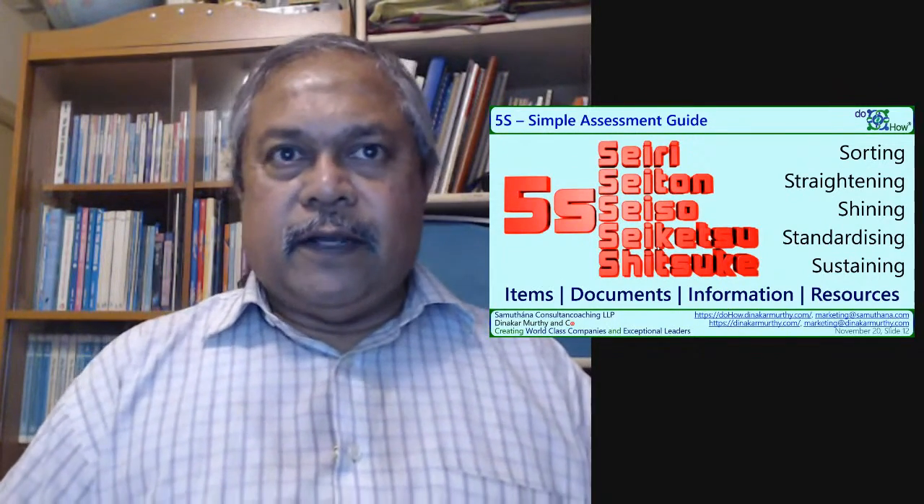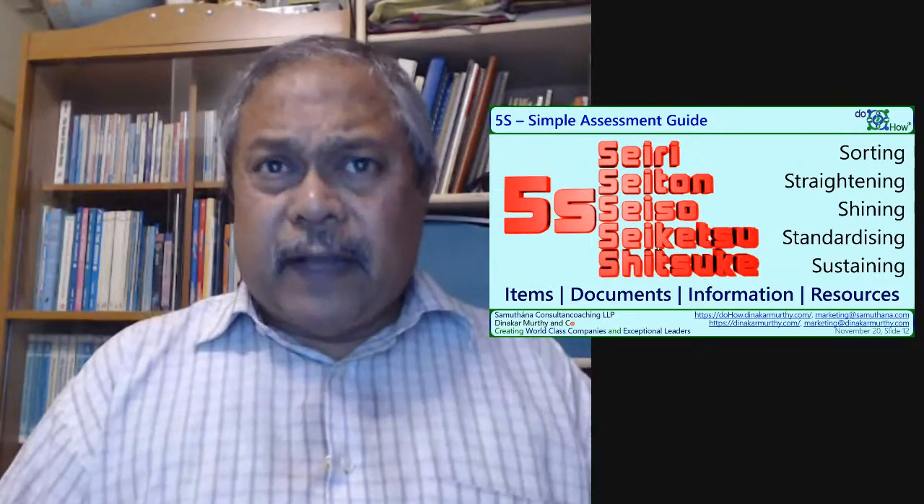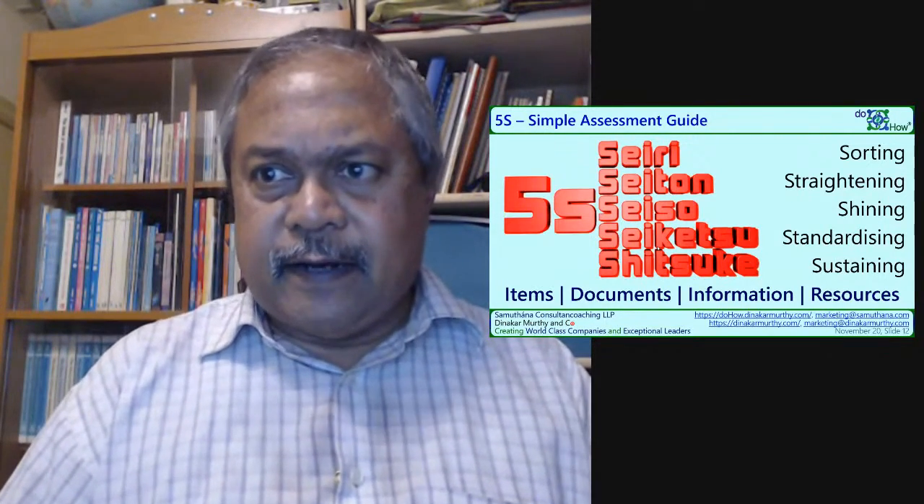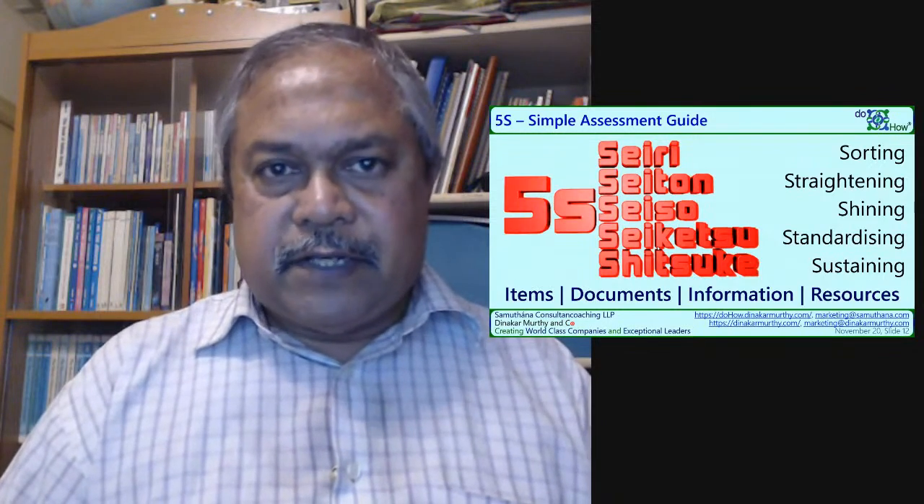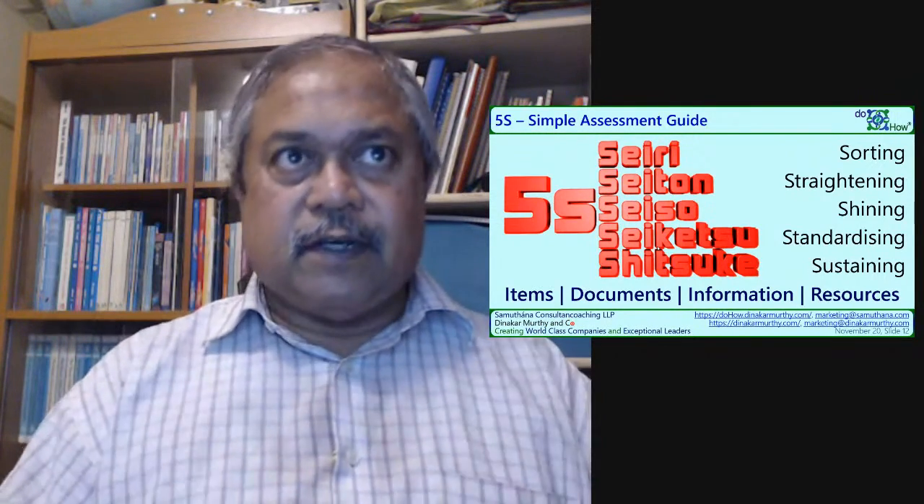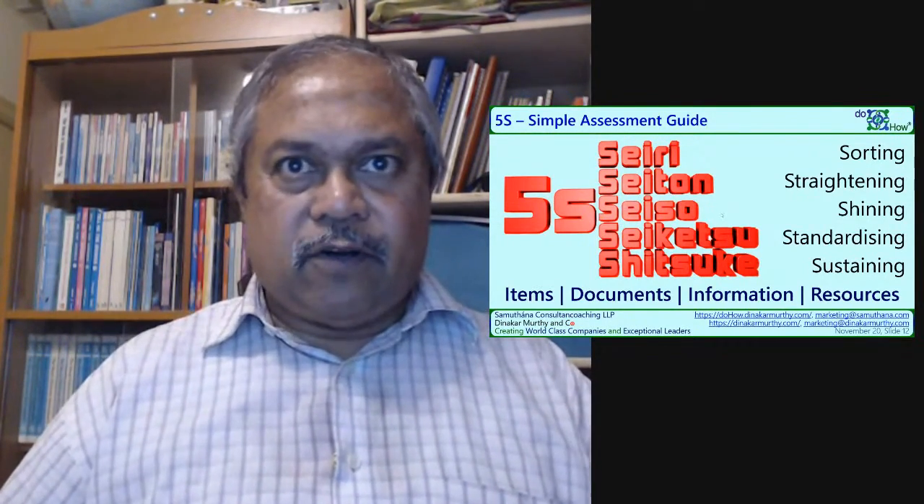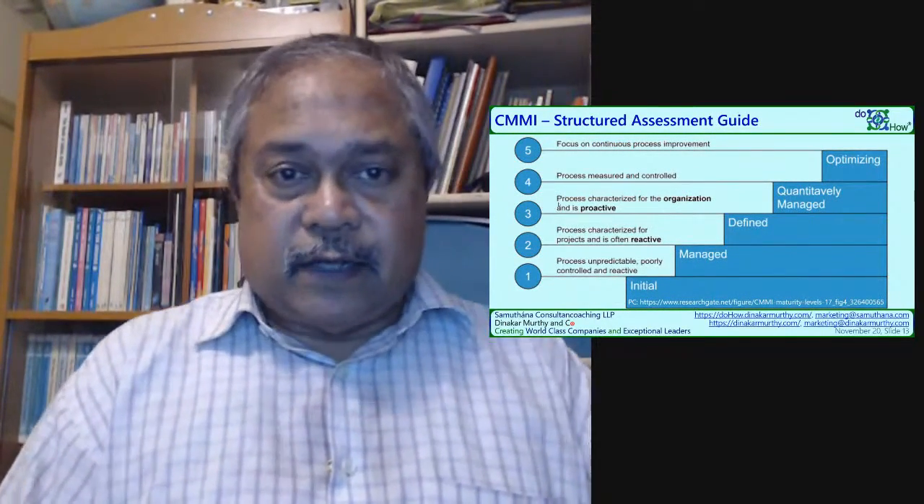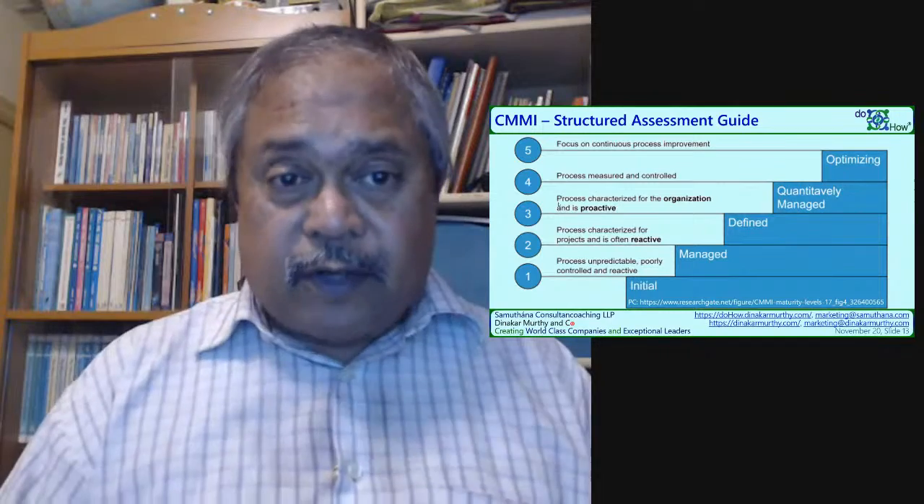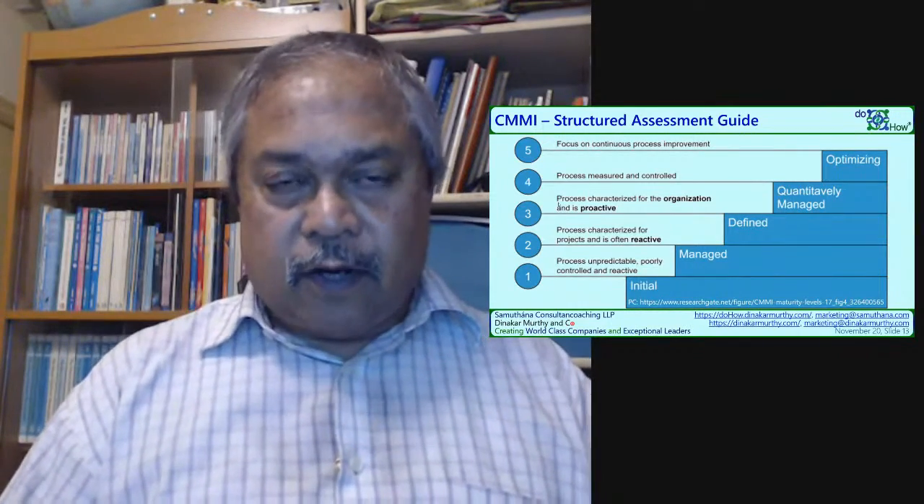Here, it's about ensuring that the 5 levels of sorting, straightening, shining, standardizing, and sustaining are being done for items, documents, information, and resources in a company. So that's the first which I explained. And after that, I went on to talk about the CMMI model, which is a little more structured assessment of maturity of flows in an organization.